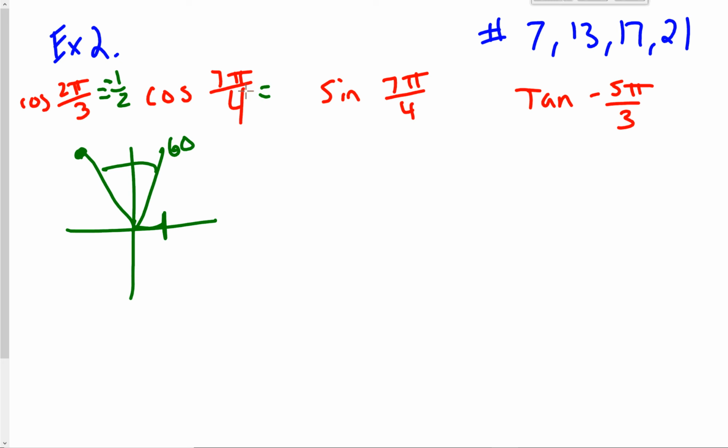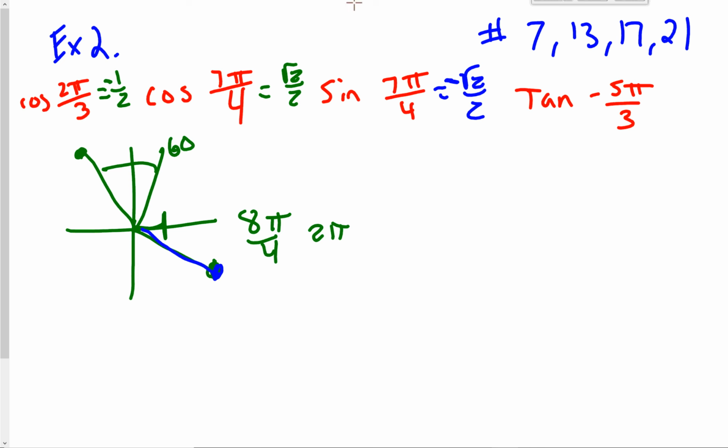7 pi fourths, well, that's almost 8 pi fourths. And 8 pi fourths, isn't that 2 pi? So we're down here. We're still doing fourths, so we're looking at a 45, and cosine of a 45 is root 2 over 2. And I'm in this quadrant, so that's positive. For 7 pi fourths, sine is still root 2 over 2, but in this quadrant sine is negative, so it's negative.